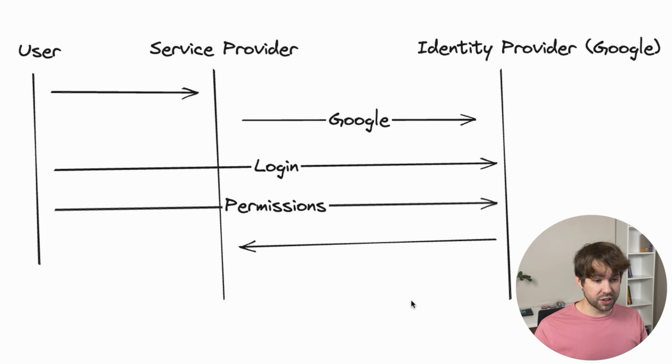Now, as part of this flow, if the user rejects it, either they don't log in or they reject your permissions, they'll also get kicked back to your app with a rejection message saying the user did not complete the flow, and then your app's going to have to handle that too.